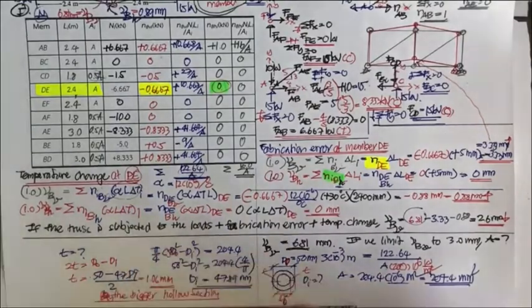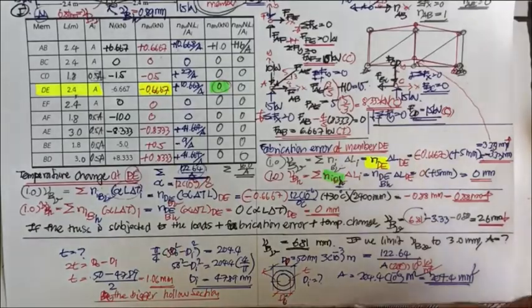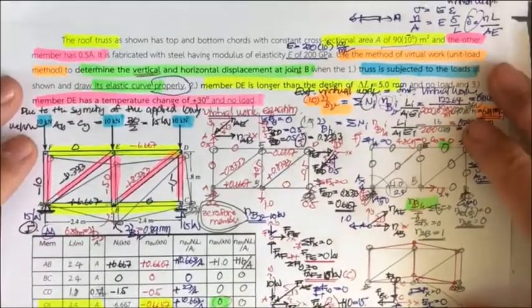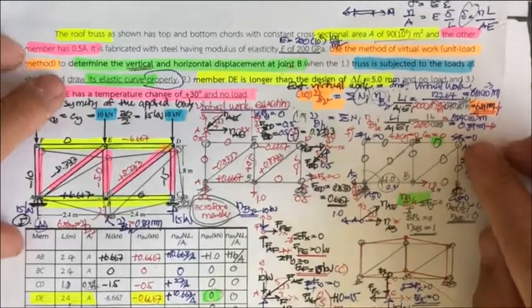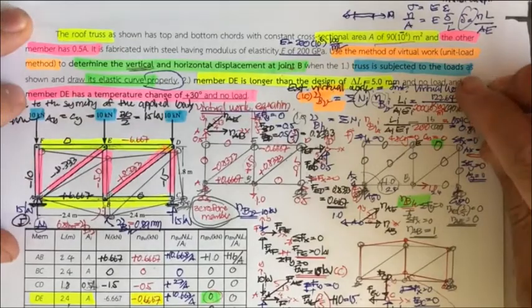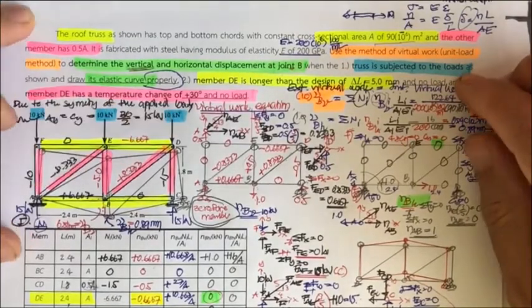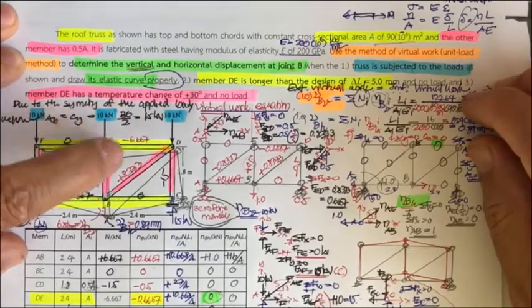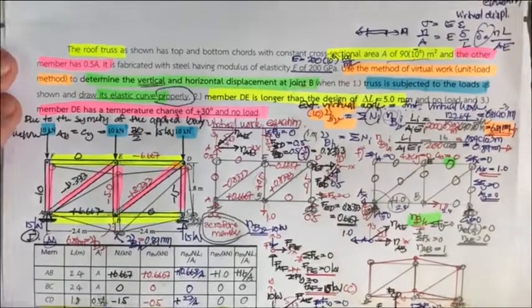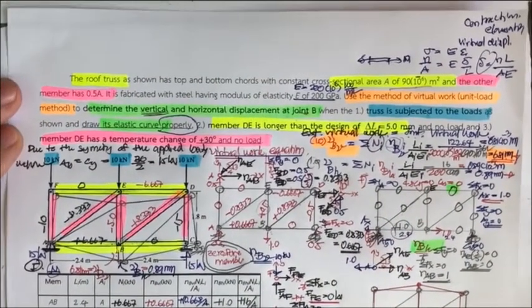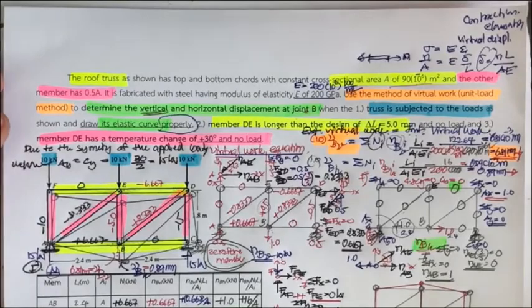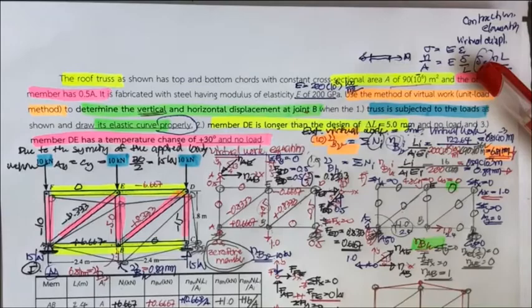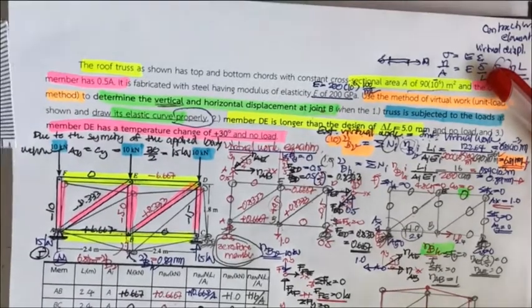So this is the end of this example that includes the deformation of the truss under the loads here, and under the fabrication error, and under the temperature change. This is one good example of the truss that involves many things, also including the difference in the area of the truss. Okay, that is the end of the clip.